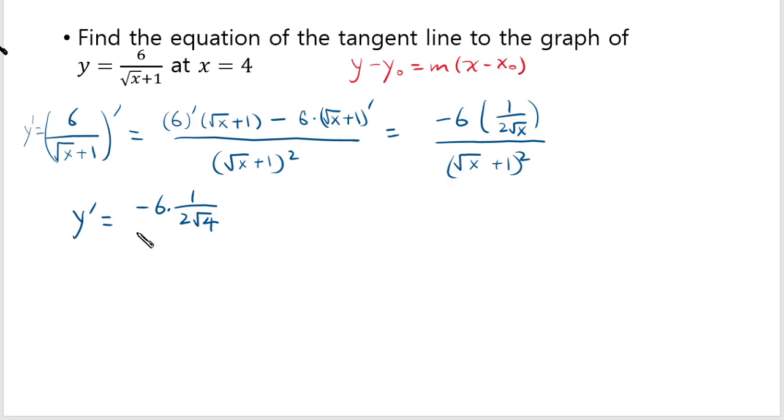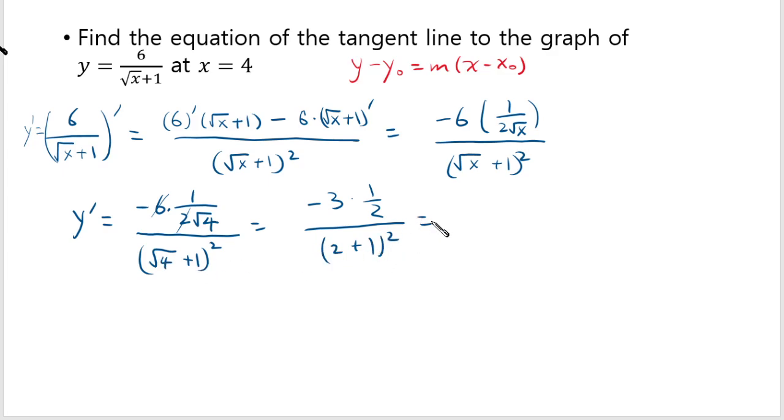So x has to be 4: the square root of 4 plus 1, squared. Let's see, 6 and 2 cancels as negative 3. The square root of 4 is 2. Divided by 2 plus 1, because the square root of 4 is 2, squared. So that's like negative 3 over 2 divided by 3 squared, which is 9.